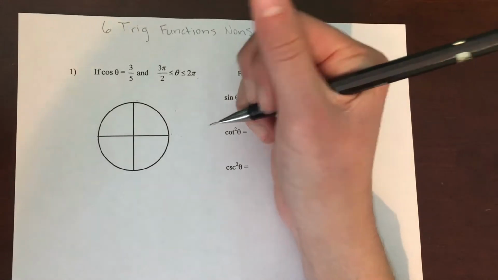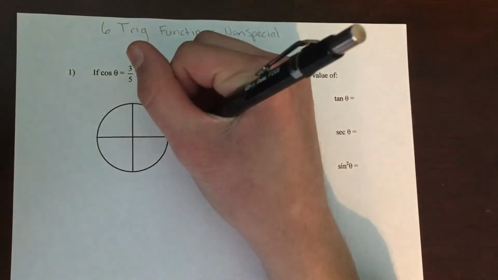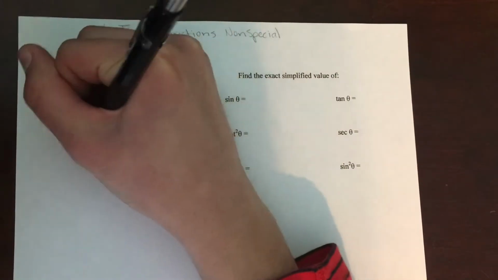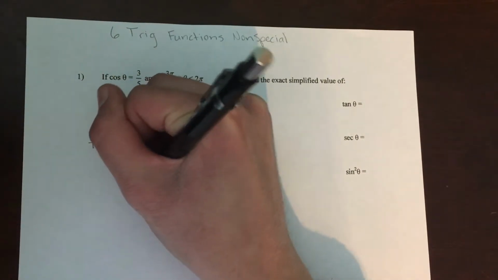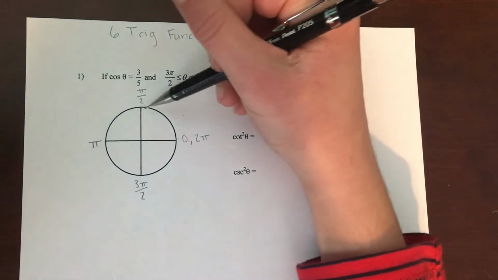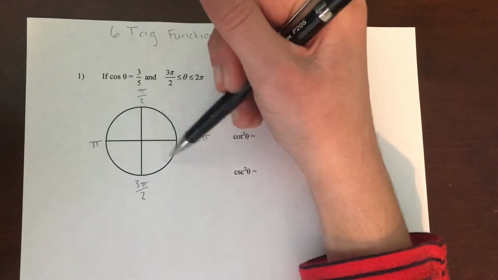The other thing you need to know are the points on a unit circle. So this is 0 and 2 pi, pi over 2, pi, and 3 pi over 2. And this domain restriction will tell you where in between these points you can plot your triangle.